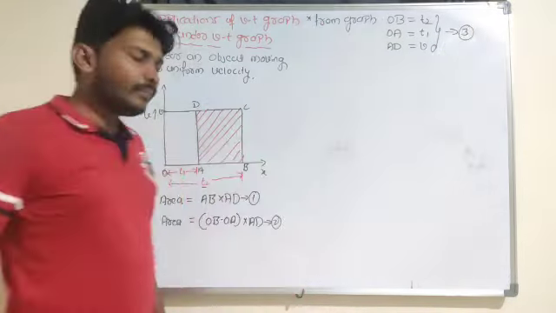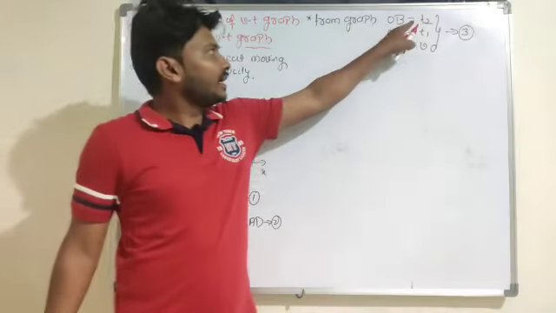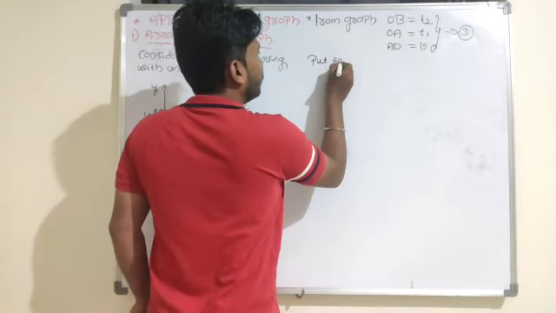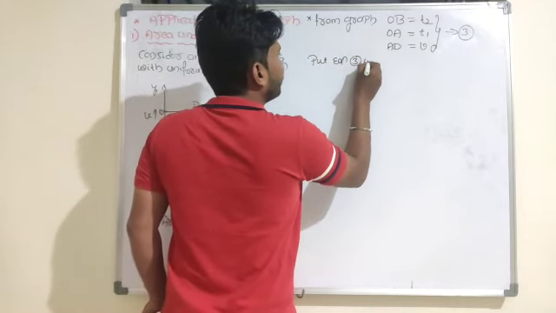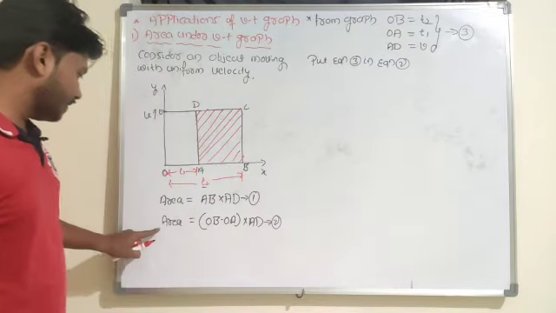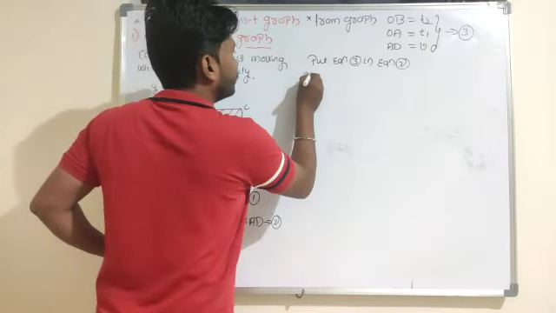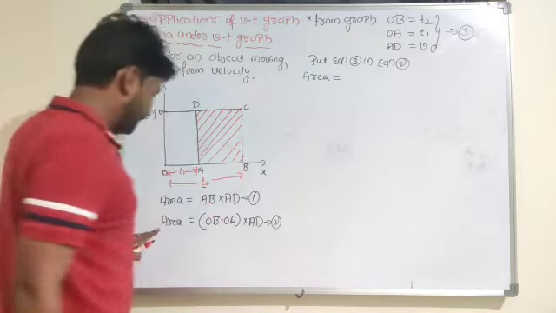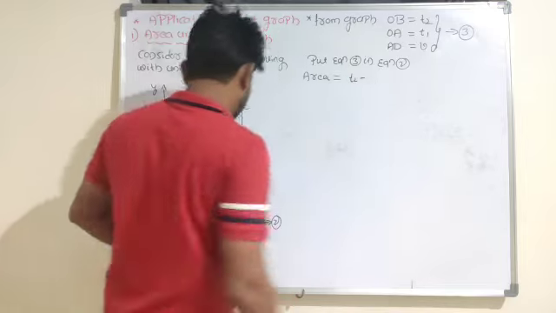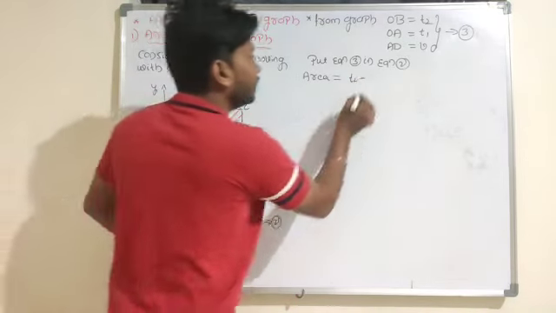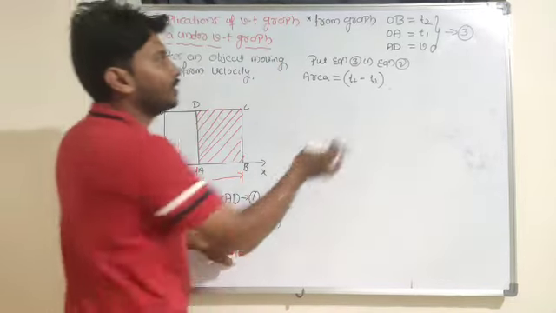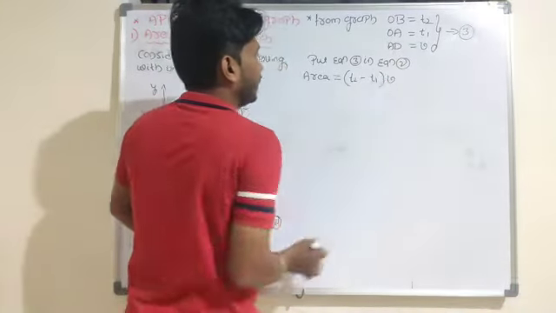Now instead of OB I will take T2. Let me substitute the value from equation 3 in equation 2. Area is equal to OB, which is T2, minus OA, which is T1, into AD, which represents the velocity V.